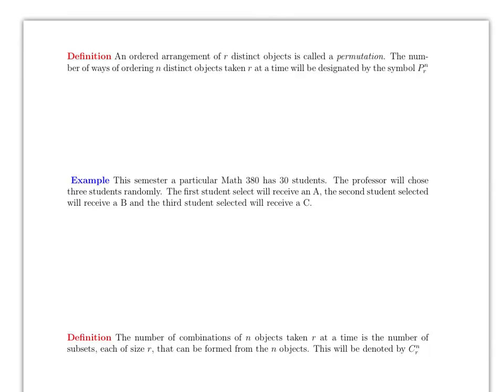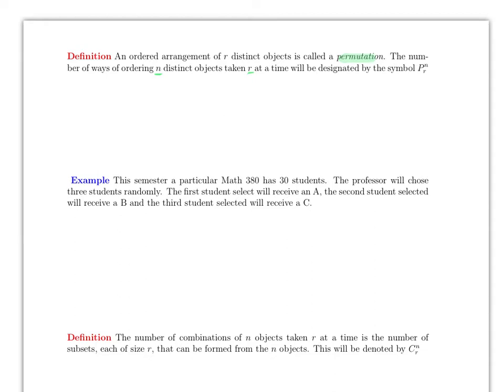Okay, now let's look at the following definition, which says the following. An ordered arrangement of r distinct objects is called a permutation. Okay? So now we're going to deal with permutations. The number of ways of ordering n distinct objects taken r at a time will be defined by the symbol nPr. There are many ways to write this. Most books have it like this, nPr, or sometimes it's like this, but we'll just go with the notation that the book has, which is nPr.